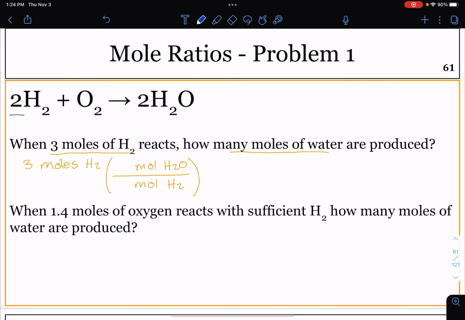So our unit conversion is the mole ratio that we can find from the coefficients in the balanced chemical reaction. So we have 2 coefficient for the H2, so we put a 2 here. And then we have a 2 for the H2O, so we put a 2 here as well. You can see that moles of H2 are canceling. We take 3, multiply by 2, divide by 2, and we're left with 3 moles of H2O is produced.